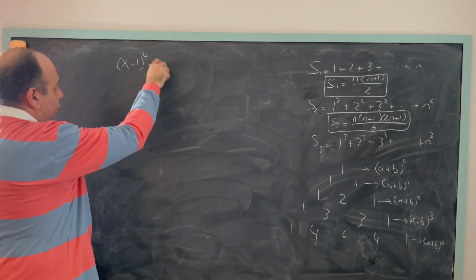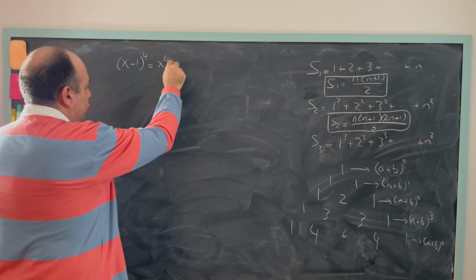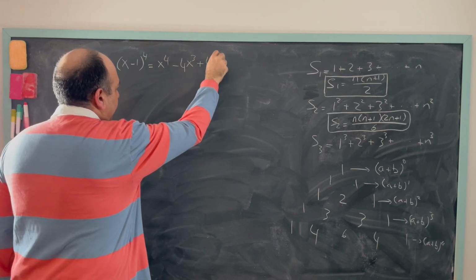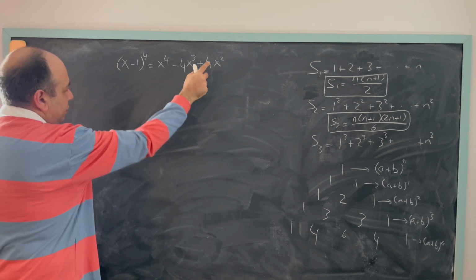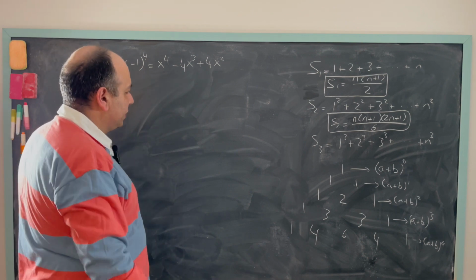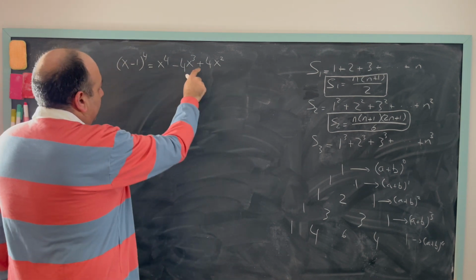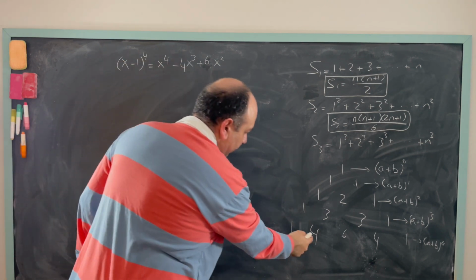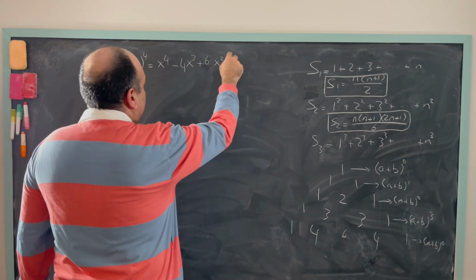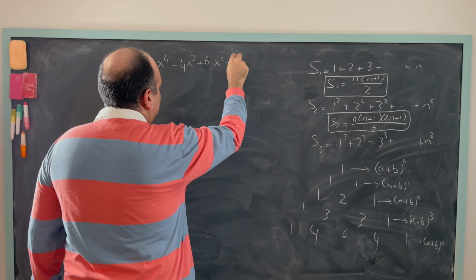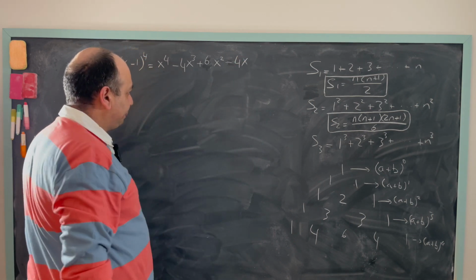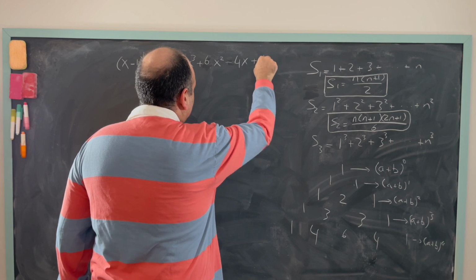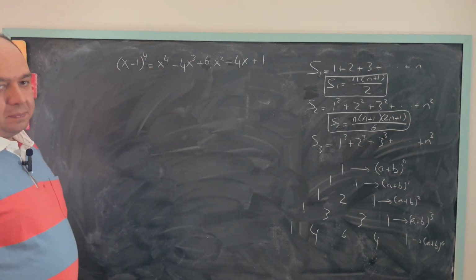So x to the power 4, okay? So minus 4x cubed plus 4x squared. Since there's minus, these terms switch sign, right? Like we did before. So this is 6x squared, and then you will have minus 4x. And then I'll have plus 1. Okay, is this clear?